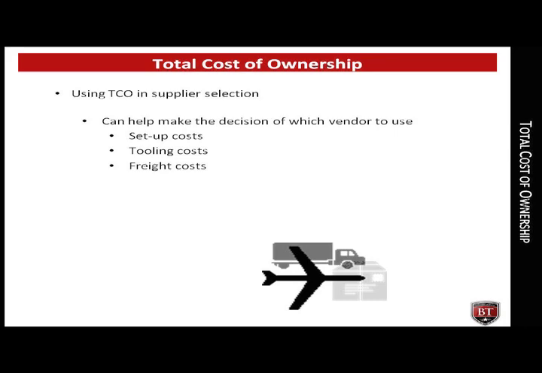For example, there may be a setup cost associated with the part that may be more expensive from one vendor than from another. There may be tooling costs that can vary from vendor to vendor as well. The cost to ship the part or parts from the vendor's facility to the receiving facility may vary. There may also be maintenance costs associated with certain parts to maintain their usability over the lifespan of the part. When considering the true cost of doing business with a supplier, these are things that need to be considered.